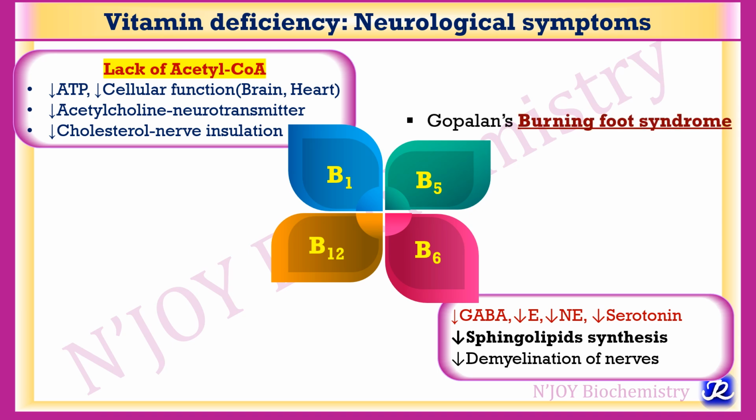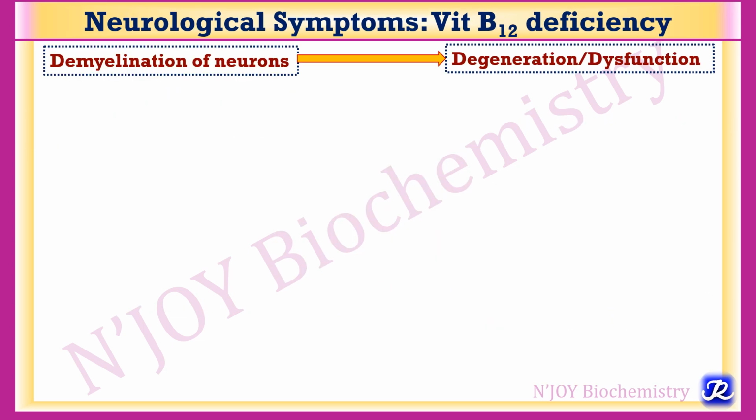Vitamin B5 is associated with Gopalan's burning foot syndrome, and in vitamin B12 deficiency there is subacute combined degeneration due to demyelination. Both sensory and motor nerves are affected. What is the biochemical basis of neurological symptoms in vitamin B12 deficiency? The deficiency will result in demyelination of neurons, and ultimately it will cause degeneration and dysfunction of both sensory and motor neurons. And why does it occur?